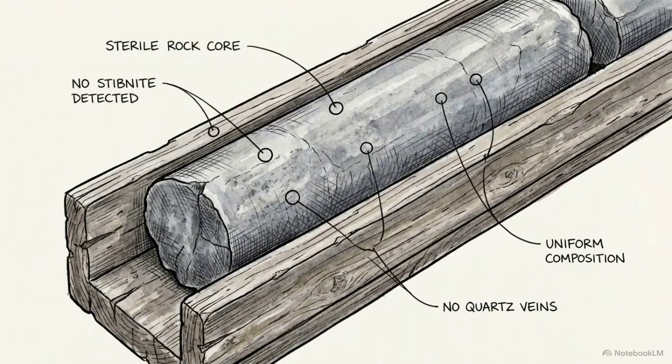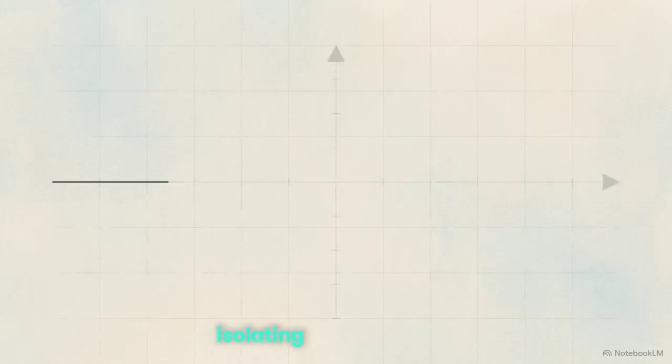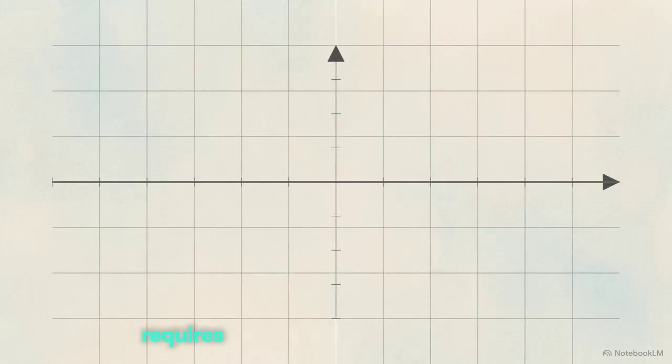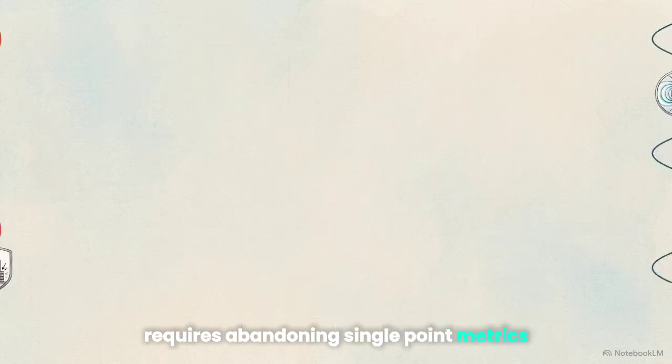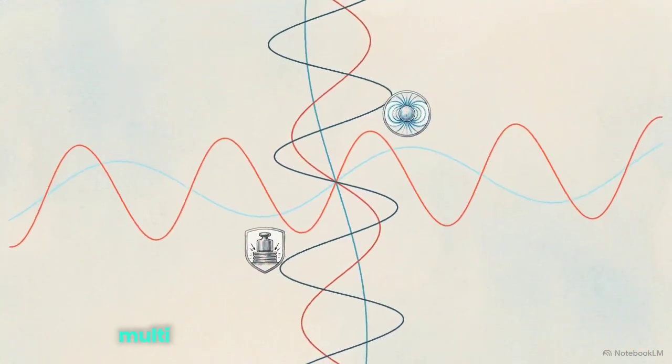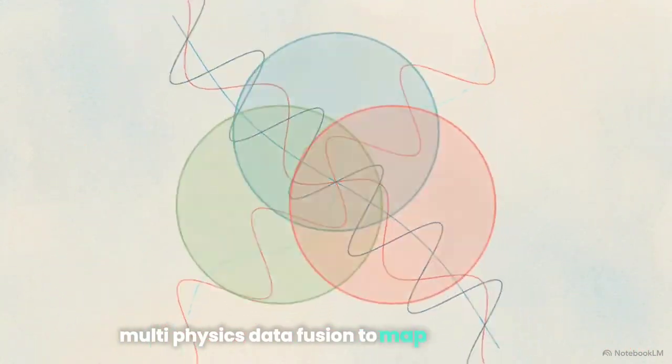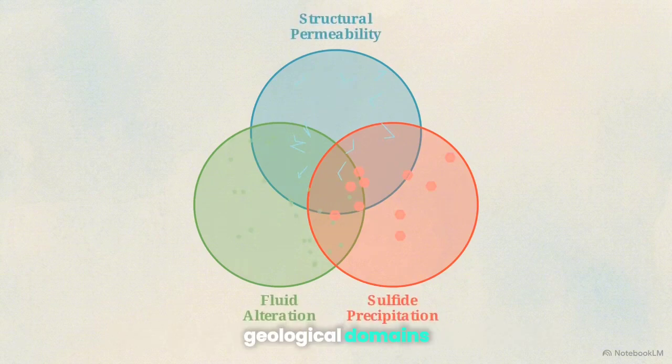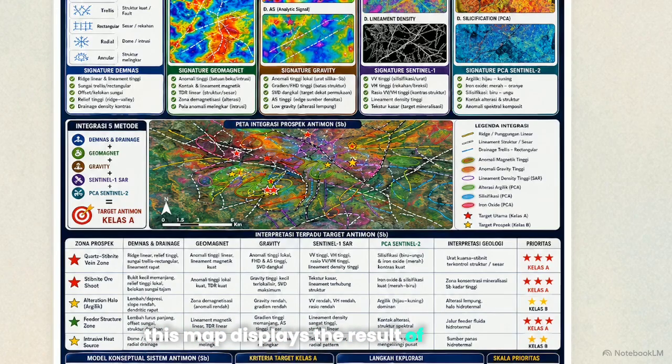Relying on a single exploration method to find them practically guarantees a drill core full of sterile rock. Isolating a viable deposit requires abandoning single-point metrics. Instead, we have to use multi-physics data fusion to map three distinct geological domains simultaneously: structural permeability, fluid alteration, and sulfide precipitation. This map displays the result of that fusion.